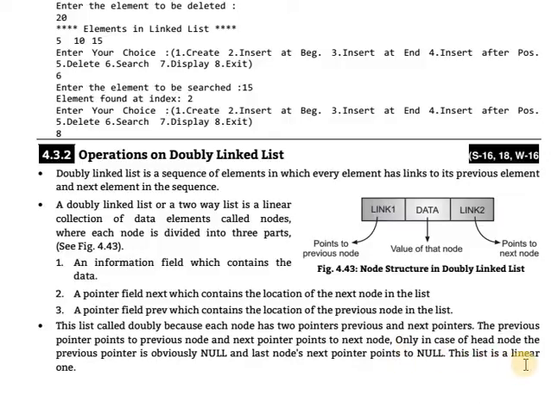So this list is a linear one. Meaning what? In a doubly linked list, the head node, meaning the first node, has no previous pointer, and the last node has no next pointer; these are declared as null because they are the first and last elements. Only these points are there in a doubly linked list, and it is said to be a linear one.